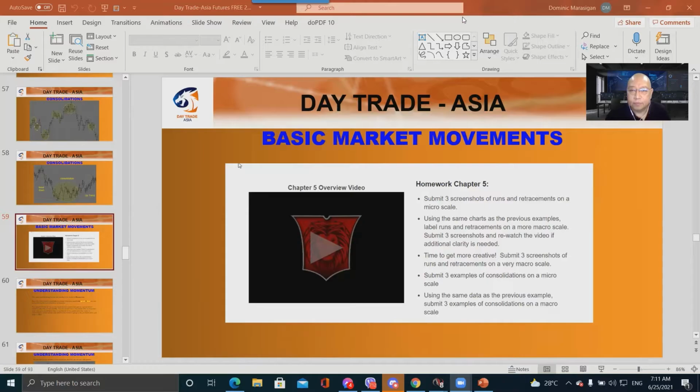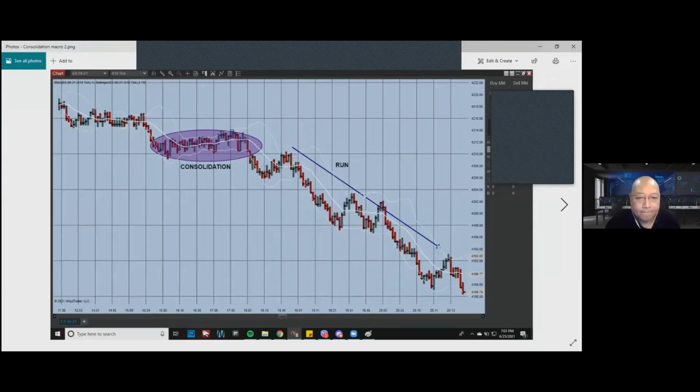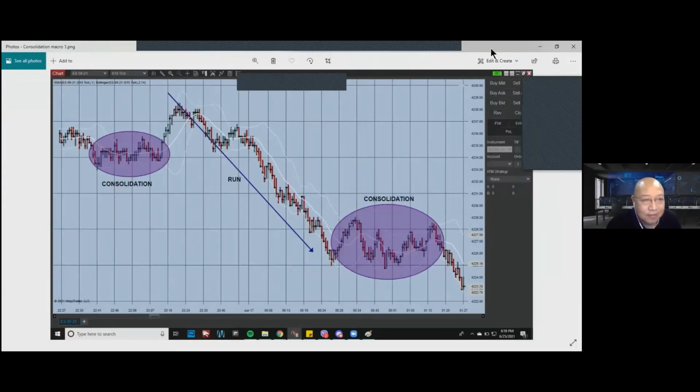Okay, wait. Good. Yeah, this is macro consolidation. So there's your consolidation. Before I start, basically what we're supposed to do is the homework regarding identifying consolidation, the run, retrace, and run. So this is more of a macro, like you said, and this is a good macro.